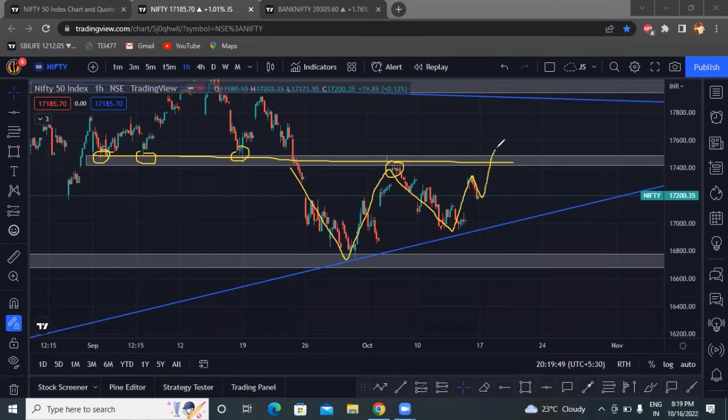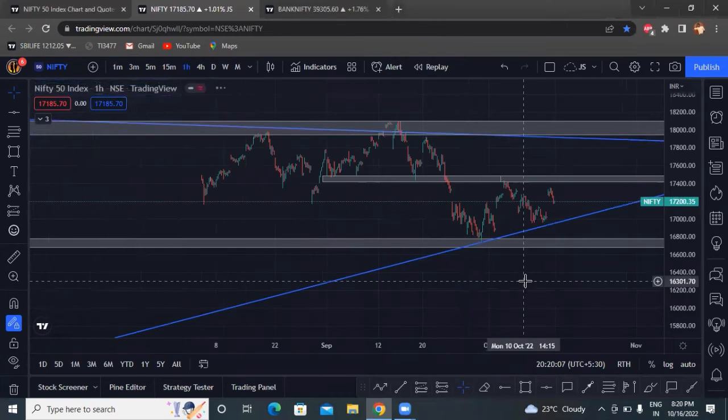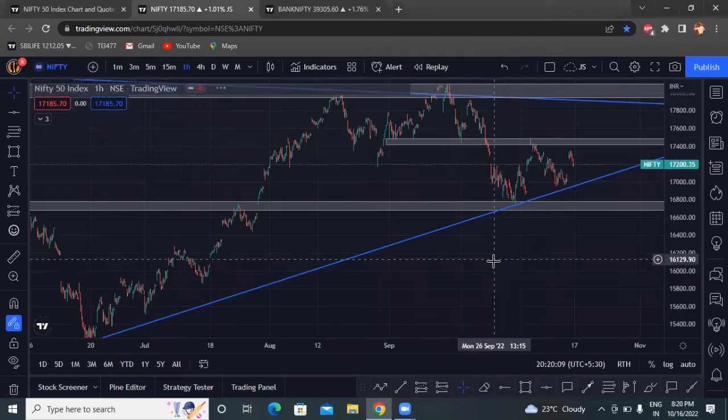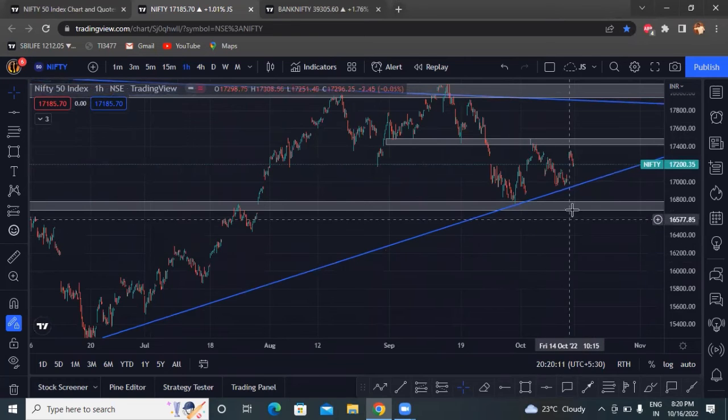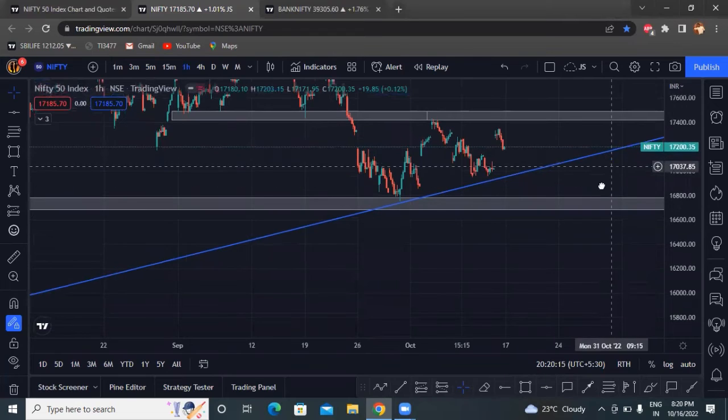If we get any closing above this region, then we can initiate our trade and we can head till 18,000 level soon. Or else, if we get any breakdown in this region, then our first region will be 16,800 only. If it crosses below this level, then we can plan for further downside momentum. If it stays above 16,800, then you don't have to be aggressive on the selling side.